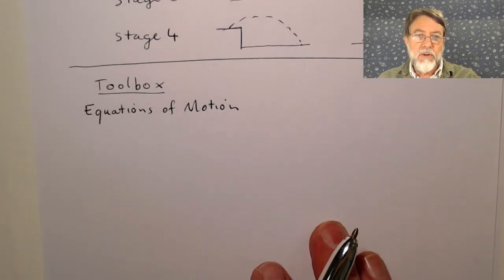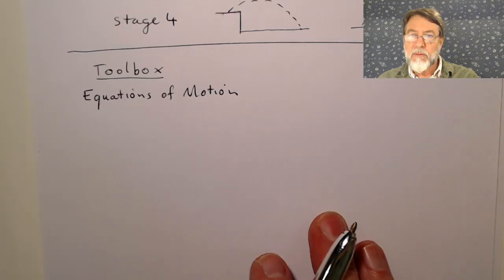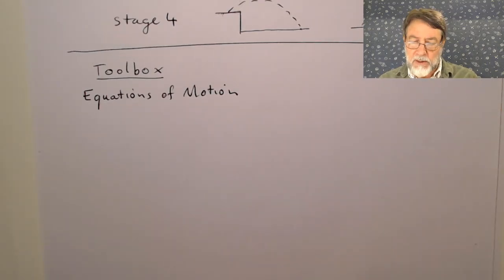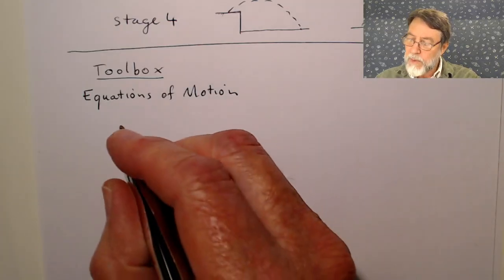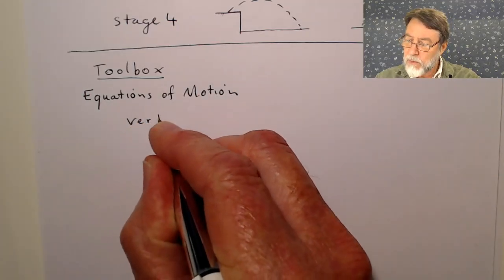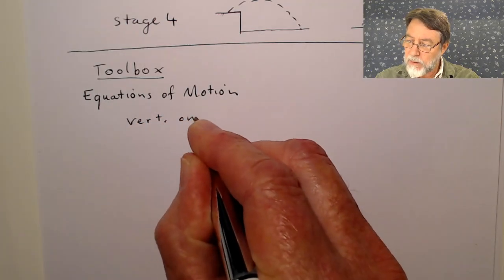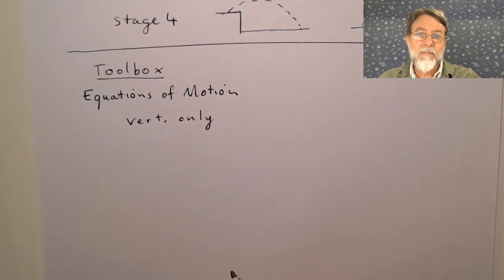What have you got in the toolbox? Well, of course, you've got equations of motion from studying straight line motion at an earlier time, and we've got two dimensions, so we've got vertical and horizontal, and we treat them separately.